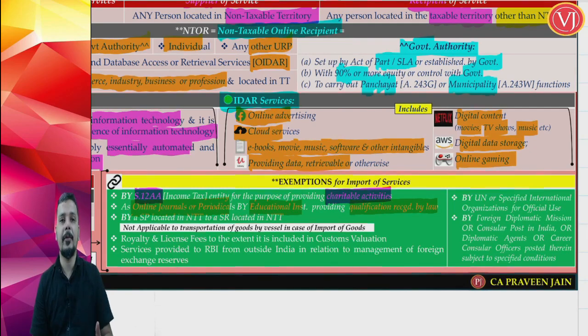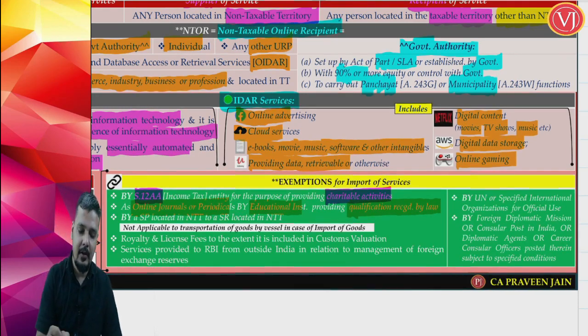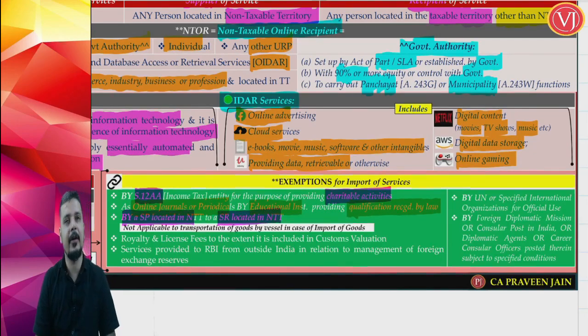You are receiving online journals and periodicals by whom? Recipient is an educational institution, not any educational institution, but one which is providing a qualification recognized by law for the time being in force. We call it a category B educational institution. Third, by a service provider in non-taxable territory, recipient is also in non-taxable territory. Provider is also in non-taxable territory, recipient is also in non-taxable territory, it is exempt.